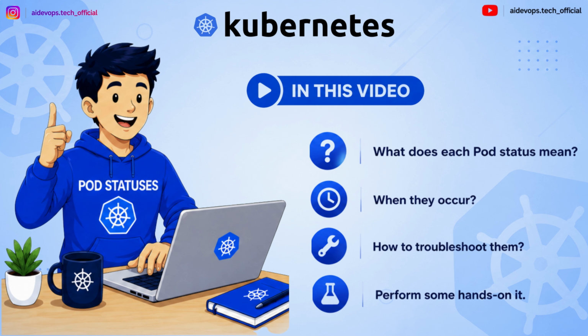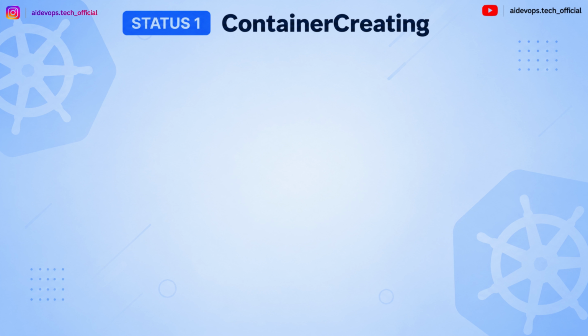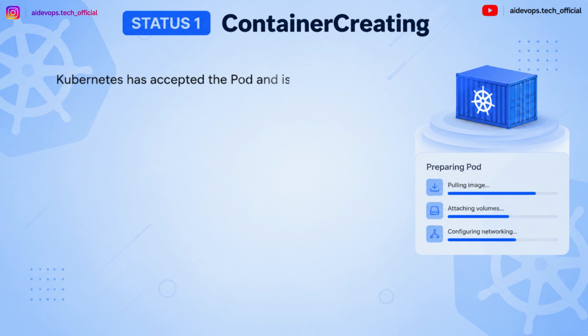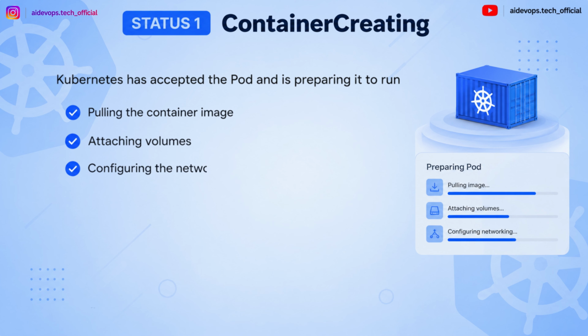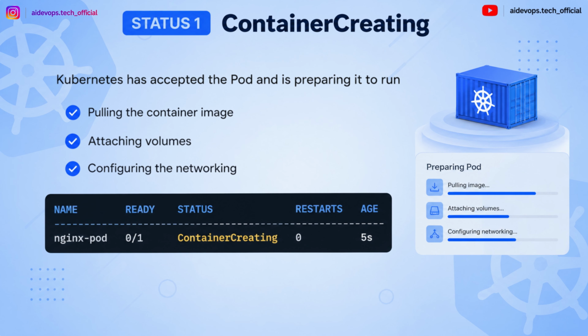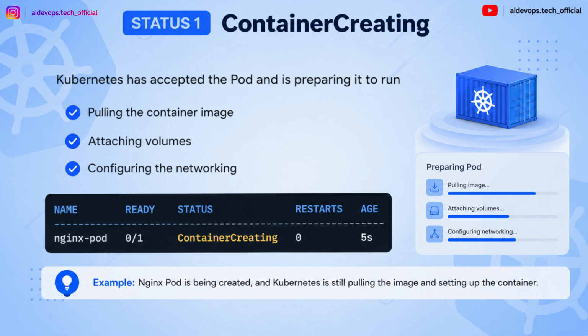So let's get started. As the first status, we have ContainerCreating. ContainerCreating means Kubernetes has accepted the pod and it's preparing to run. During this phase, Kubernetes is doing three things: pulling the container image, attaching the volume, and configuring the networking. And you will see something like this. A common example: when you deploy an Nginx pod, Kubernetes is still downloading the image and setting up the container.